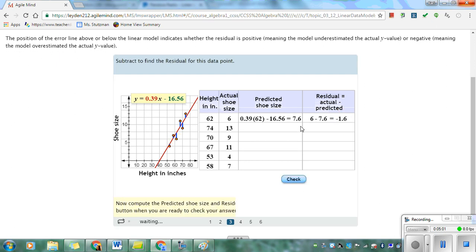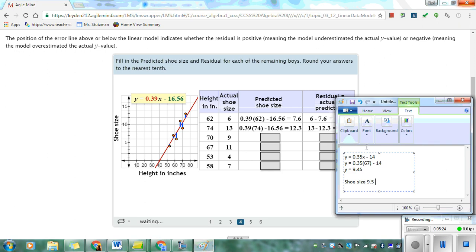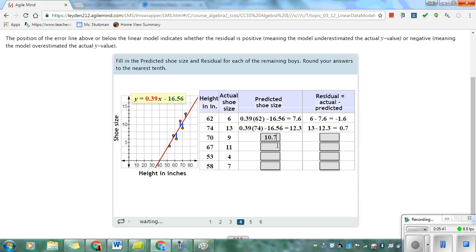My predicted shoe size for the first one was about a 7.5, and the actual was a 6. So I was off by quite a bit, by about negative 1.5 sizes. Now we want to keep typing in our formula, and I'm replacing, let me show you. What I would be doing is typing 0.39, I would plug in x, which in this case is 70, minus 16.56. I need to figure out what the predicted shoe size was, and that's going to give me 10.7.